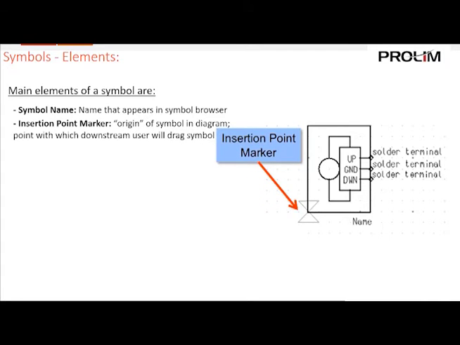The second one is the insertion point. The insertion point marker is the origin point of the symbol that will be used when you design the initial symbol, and then also when you bring that into a diagram. That's going to be the origin point for the diagram when you pull it back into a diagram.